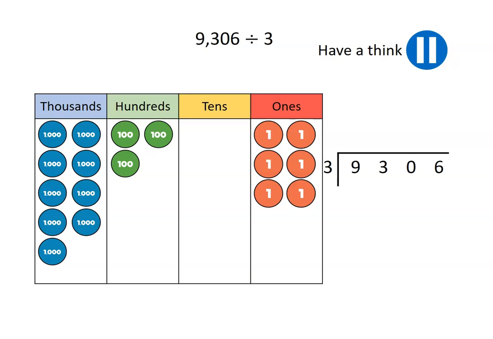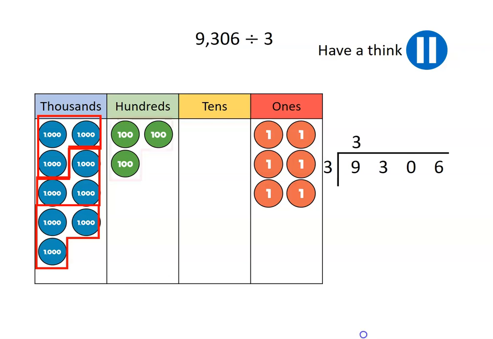Okay, so let's have a go at this one together. This time, our dividend, the number we're dividing, is 9,306, and we're going to be dividing that by 3. 3 is our divisor, so that's the size of the groups we're trying to create here. So let's start off in our thousands. How many groups of 3 can we make? There you go. They make a nice little L shape, and you can see we can make 3 groups of 3 there. And so we're going to write that above our 9,000.